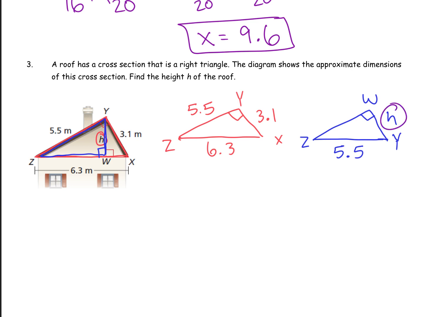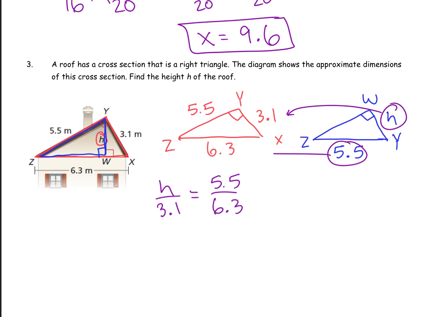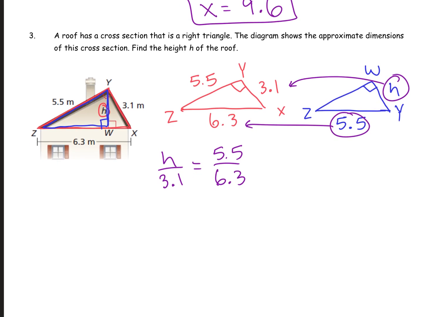I'm trying to solve for h, right? What side does h correspond to? 3.1. And the only other side that we have to work with in the blue is the 5.5, which corresponds to what? 6.3, exactly. This is similar triangles from chapter 8. This is what we did last chapter, despite the fact it feels like it's been a while since we did that. It's still setting up proportions and it's still solving.